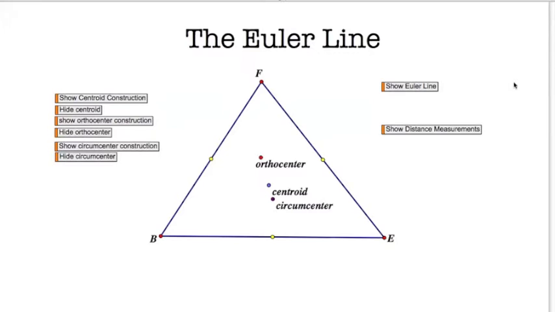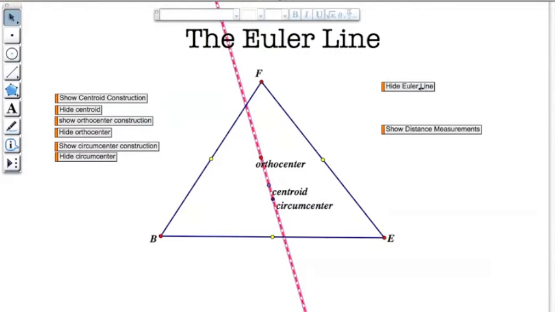As the lesson would come to an end, hopefully I would have guided my students into concluding that the circumcenter, the centroid, and the orthocenter all connect to make the Euler line, which is in red. We would then hopefully have concluded that the distance between the orthocenter and the centroid is twice as much as the distance between the centroid to the circumcenter.